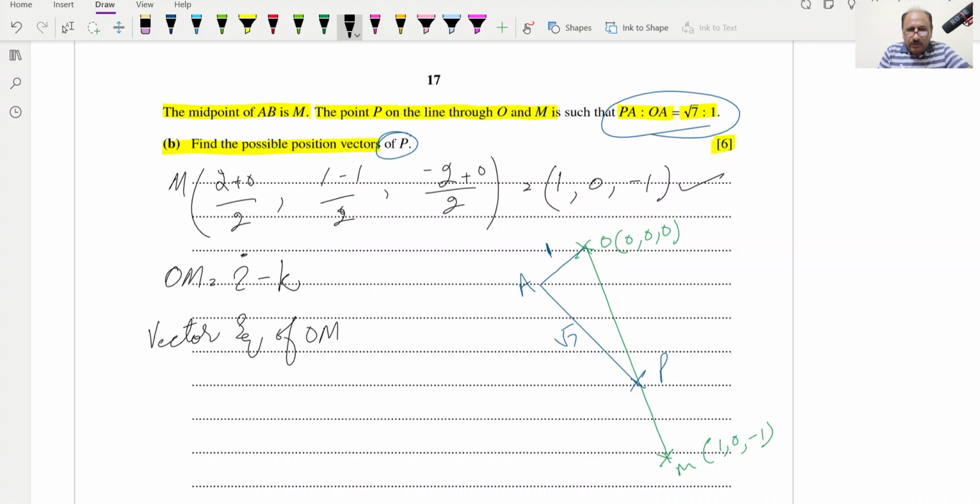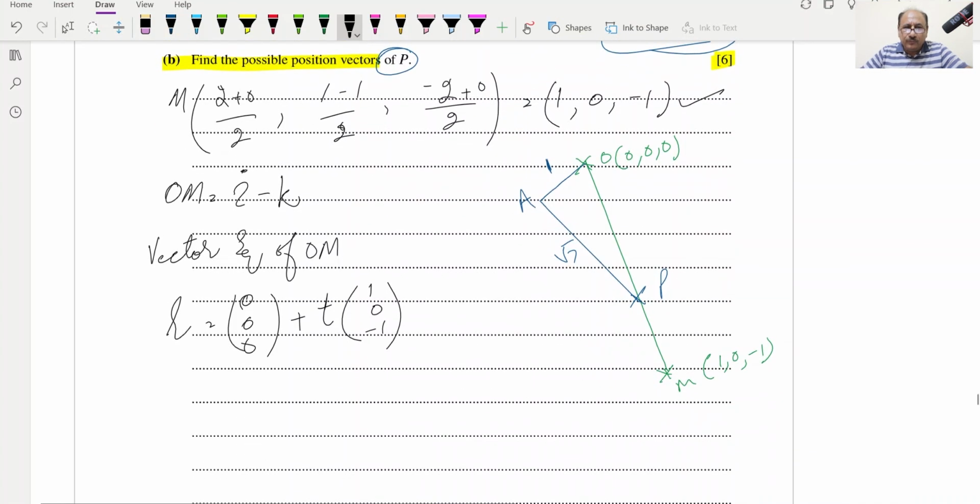The vector equation of O, M will be R equal to the origin 0, 0, 0, plus something multiplied by, like, T multiplied by the column vector 1, 0 and minus 1. So this is the position vector of this. Now the position vector of M we can write directly: T into 1, 0 and minus 1. And this will be the position vector of M.